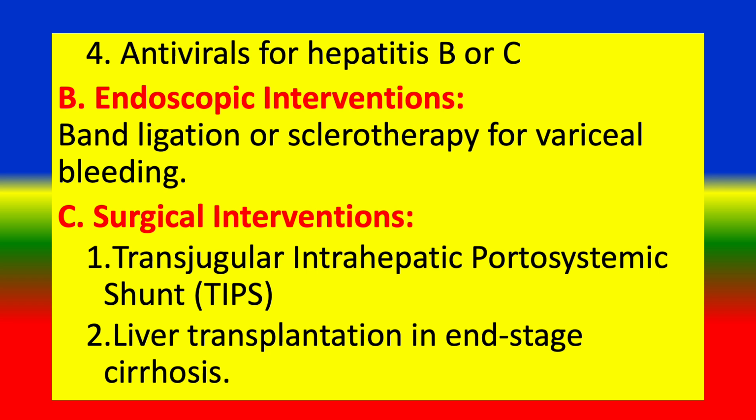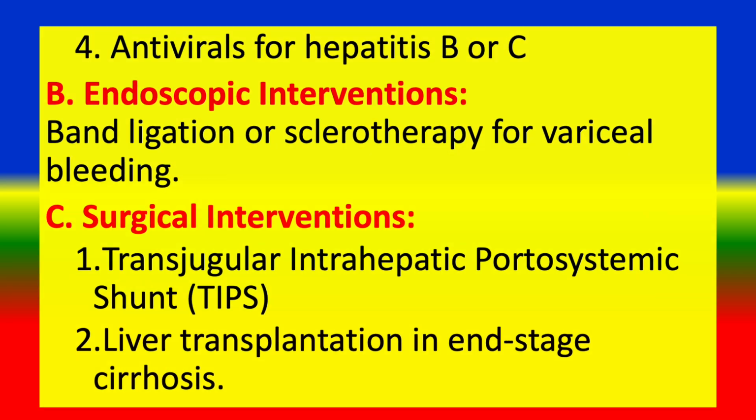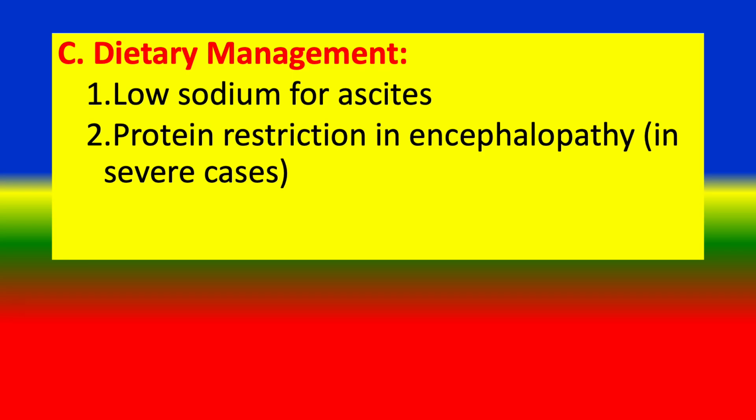C. Surgical interventions. 1. Transjugular intrahepatic portosystemic shunt. 2. Liver transplantation in end stage cirrhosis. D. Dietary management: low sodium for ascites, and protein restriction in encephalopathy in severe cases.